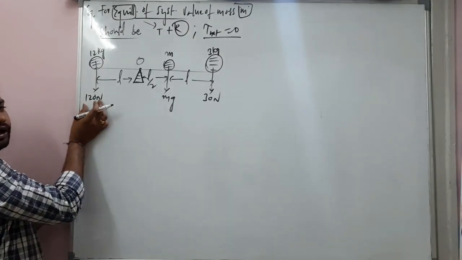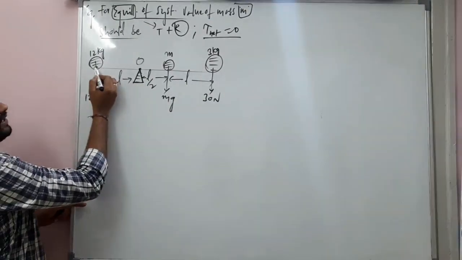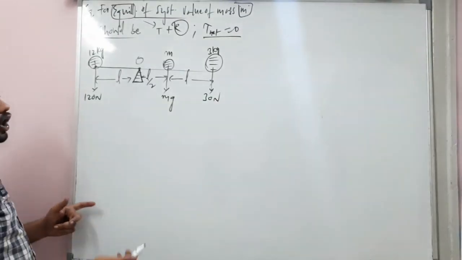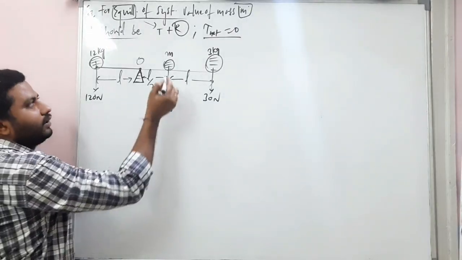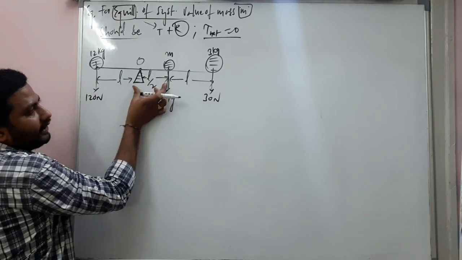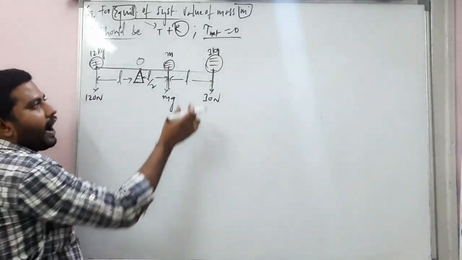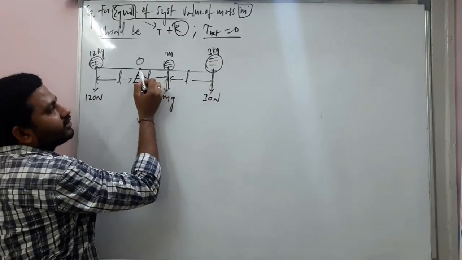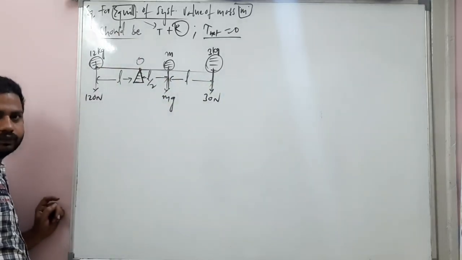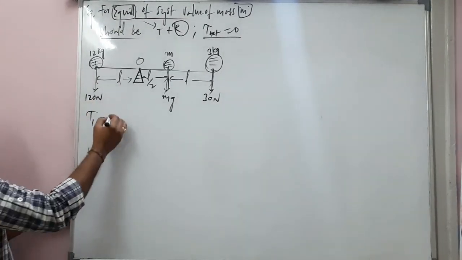Finding the torque due to 120 newtons about this axis of rotation: the force is 120 and the perpendicular distance from the axis of rotation is L. And the torque due to this mg: the force is mg, and the perpendicular distance from the axis of rotation is L by 2. And this force we know, it's 30 newtons, and the perpendicular distance for this force from the axis of rotation is L by 2 plus L, that is 3L by 2.